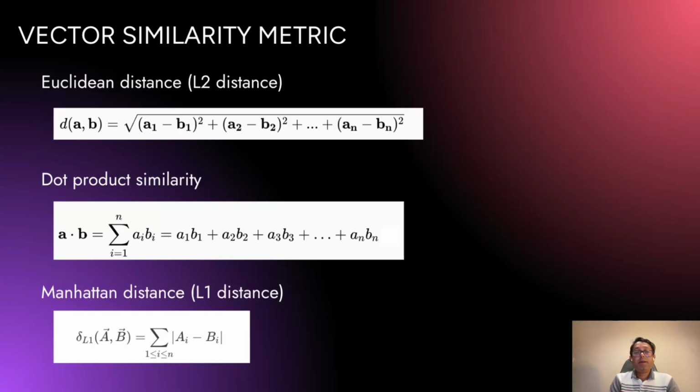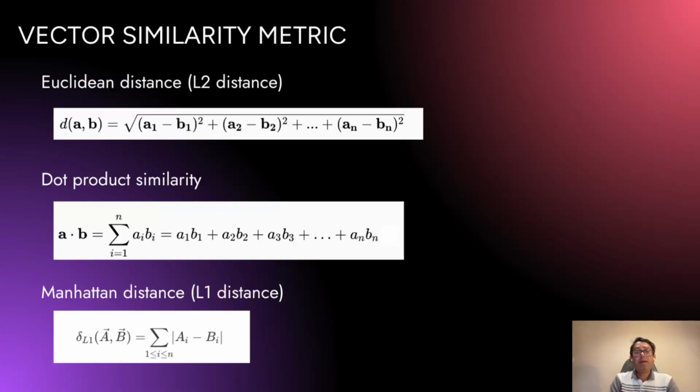For example, vector A has dimensions or components A1, A2 up to An. Vector B has dimensions or components B1, B2 up to Bn. The formula will look like (A1 - B1)², then (A2 - B2)², up to (An - Bn)². We'll take the summation of all the squares, and finally we'll take the square root of the summation.